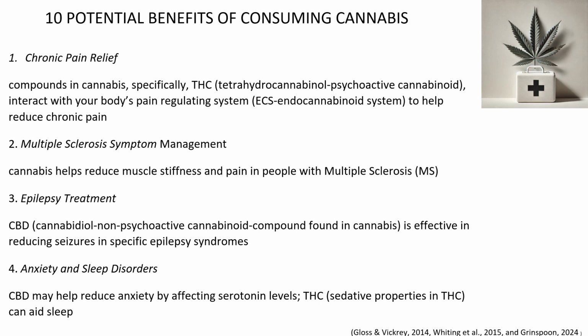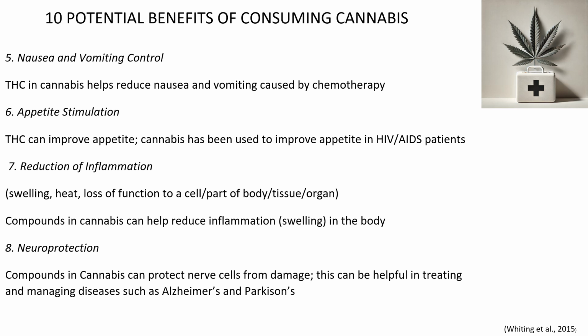Number 4, anxiety and sleep disorders. CBD may help reduce anxiety by affecting serotonin levels. THC has sedative properties and can aid sleep. Number 5, nausea and vomiting control. THC in cannabis helps reduce nausea and vomiting caused by chemotherapy. Number 6, appetite stimulation. THC can improve appetite. Cannabis has been used to improve appetite in HIV/AIDS patients.